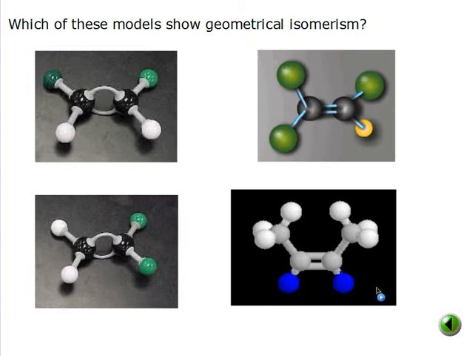How about this last one? That's right, here each carbon around the double bond has 2 different groups off it. So if we were able to remove one and flip it over, we would have the trans isomer, this being the cis isomer.